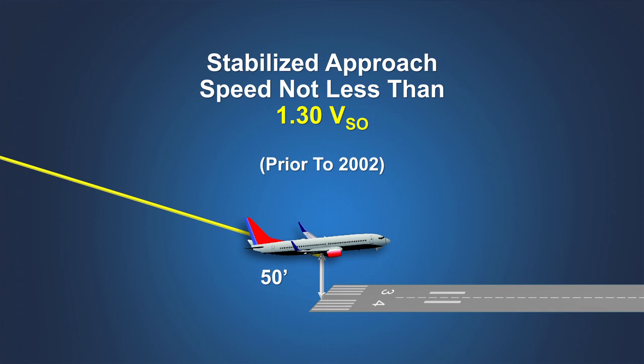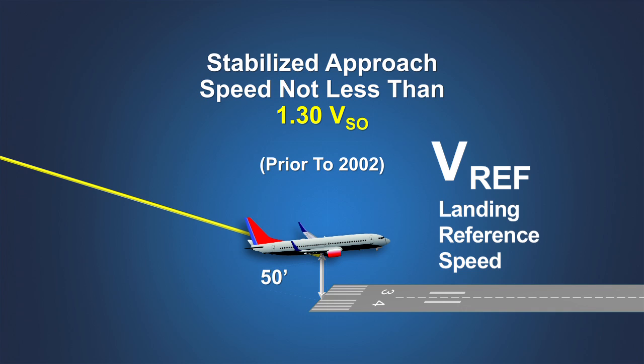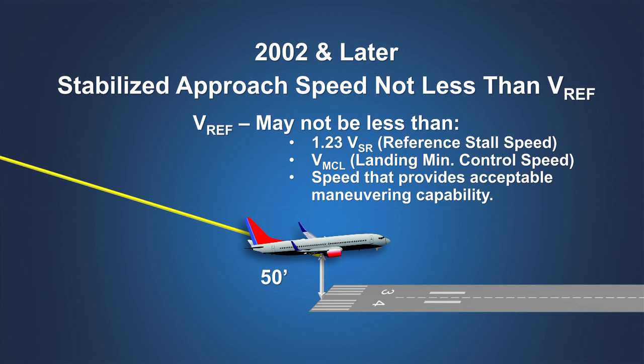Over the years, this final approach speed became known by the term VREF, or Landing Reference Speed. However, this particular V speed was never part of the certification rules. Beginning in 2002, the term VREF was officially incorporated into the Code of Federal Regulations as a defined V speed.